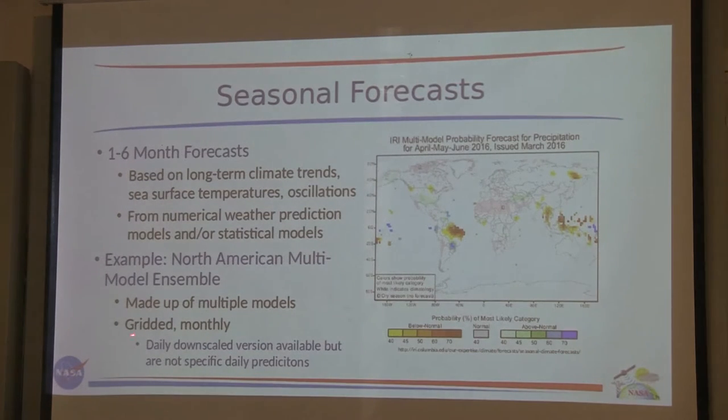They do have, for this NMME data, a tool that you can get on the internet. It's actually free. We can get downscaled data, about 0.5 degree resolution, and it's daily. Now, it's important to remember that this daily temperature data that you might get for 3 months in the future isn't an actual prediction of what the temperature is going to be on that day. It's generally a scenario that is likely to occur. So it might have daily temperature for June, but it's basically just showing the way the climate generally works during that month.